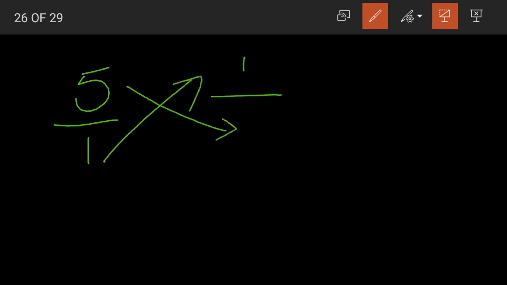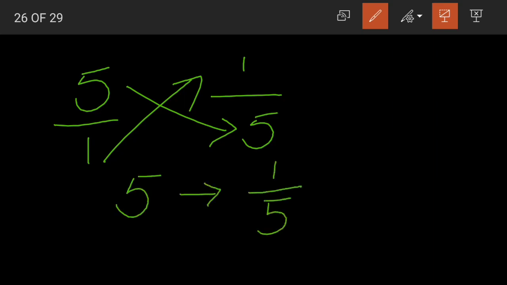So, when I have the integer 5 with the denominator 1, its reciprocal becomes what? 1 comes up and 5 goes down. The reciprocal of 5 is 1 by 5. So, when I multiply 5 with its reciprocal 1 by 5, the answer should be what? The answer should be 1.